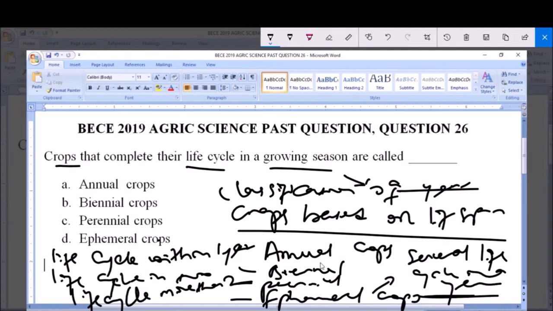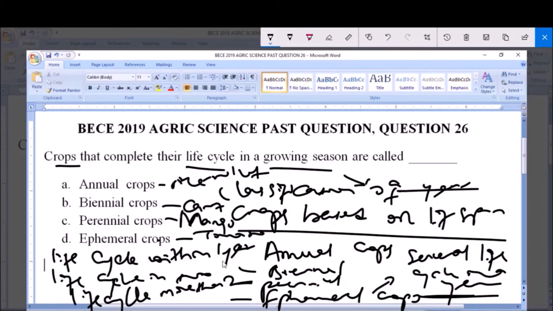Now, examples of annual crops include rice and millet. For biennial crops, you have carrots. For perennial crops, you have mango. And for ephemeral crops, you have tomato.